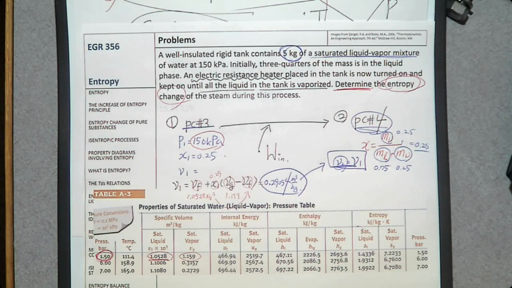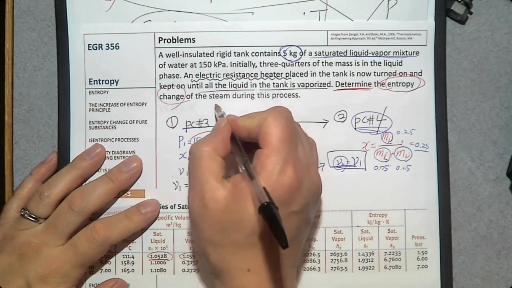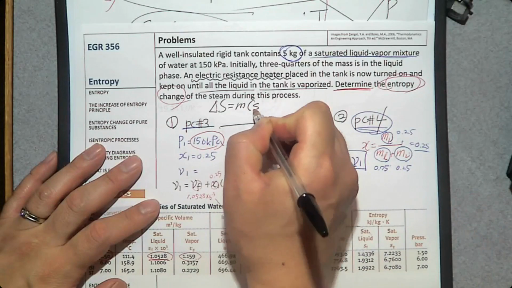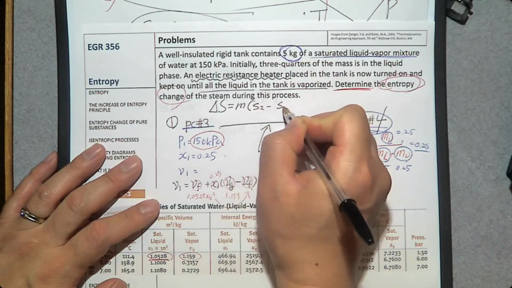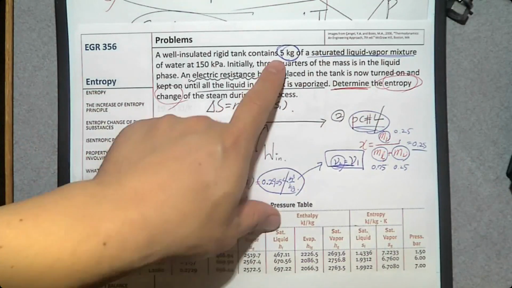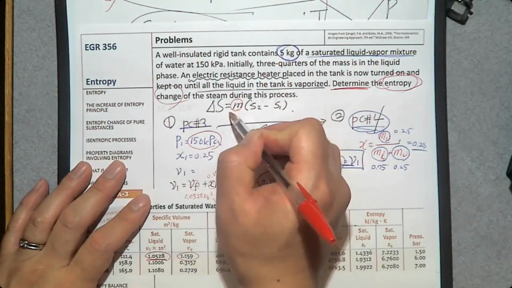But now, if you want to calculate the change in entropy, you can calculate the final entropy minus the initial entropy. However, the final entropy and initial entropy are extensive properties. So if you want to use intensive properties, the total entropy change is going to be mass times the final entropy per unit mass minus the initial entropy per unit mass. So that's how you calculate that. What is the mass? M. We have 5 kilograms.